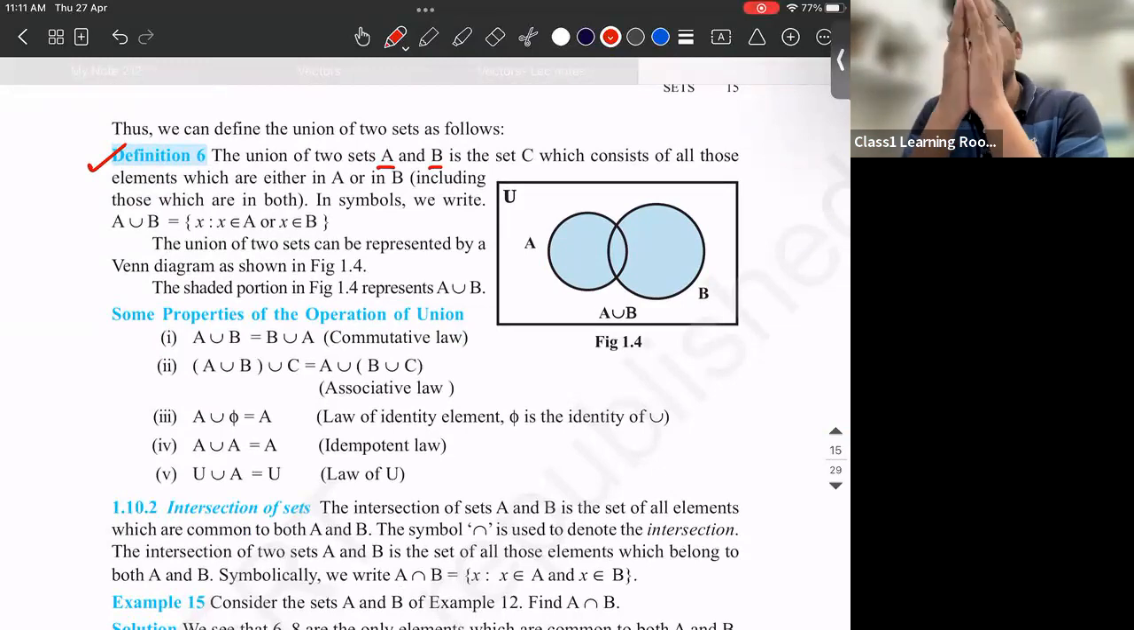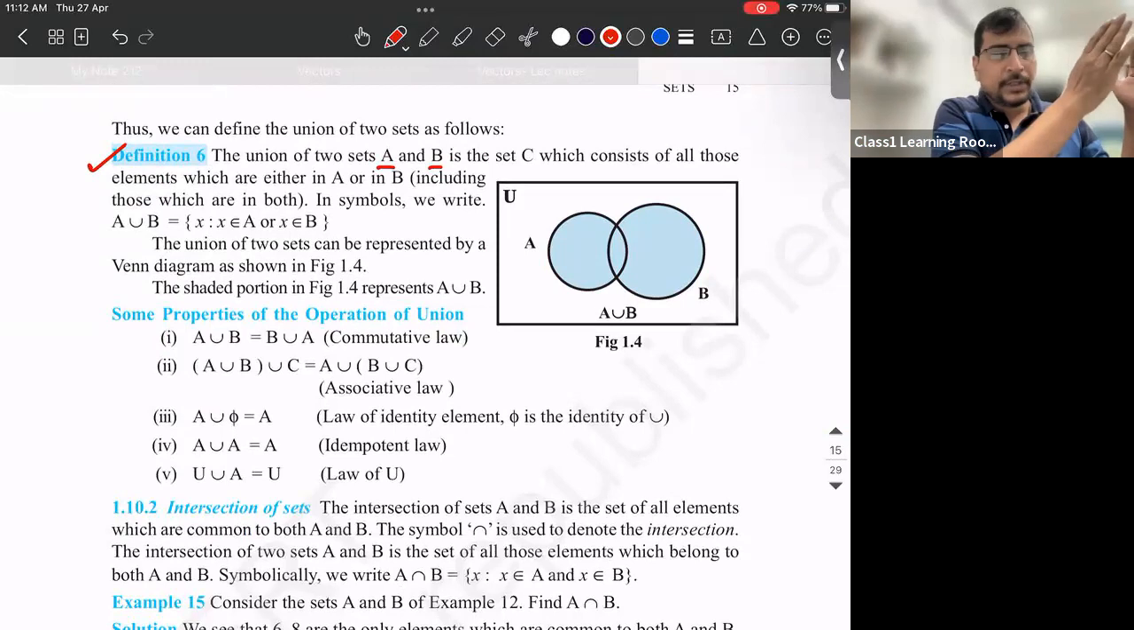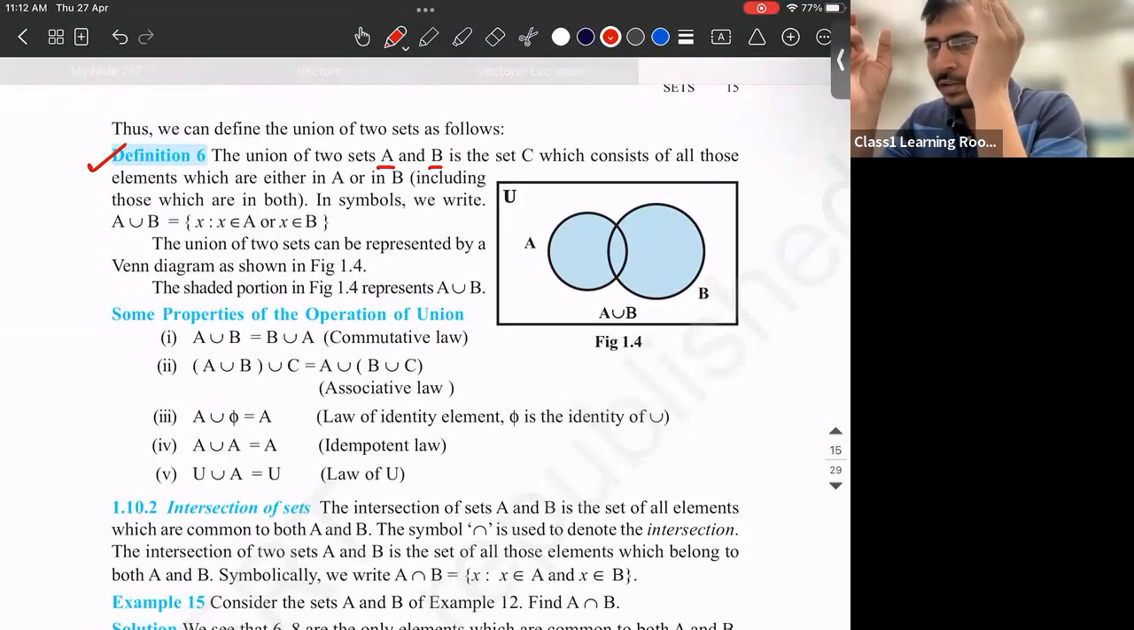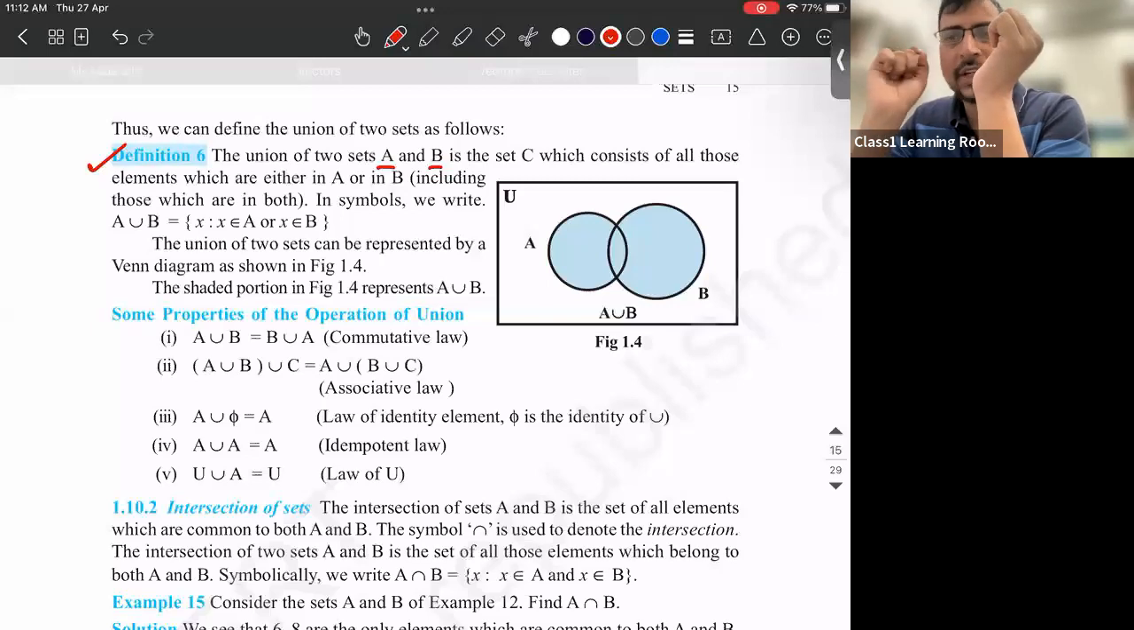See, I want you to think in these terms, okay? Whether the output is going to be an element or the output is going to be a set. That is what we need to always focus on. These are the minor points on which we need to focus.